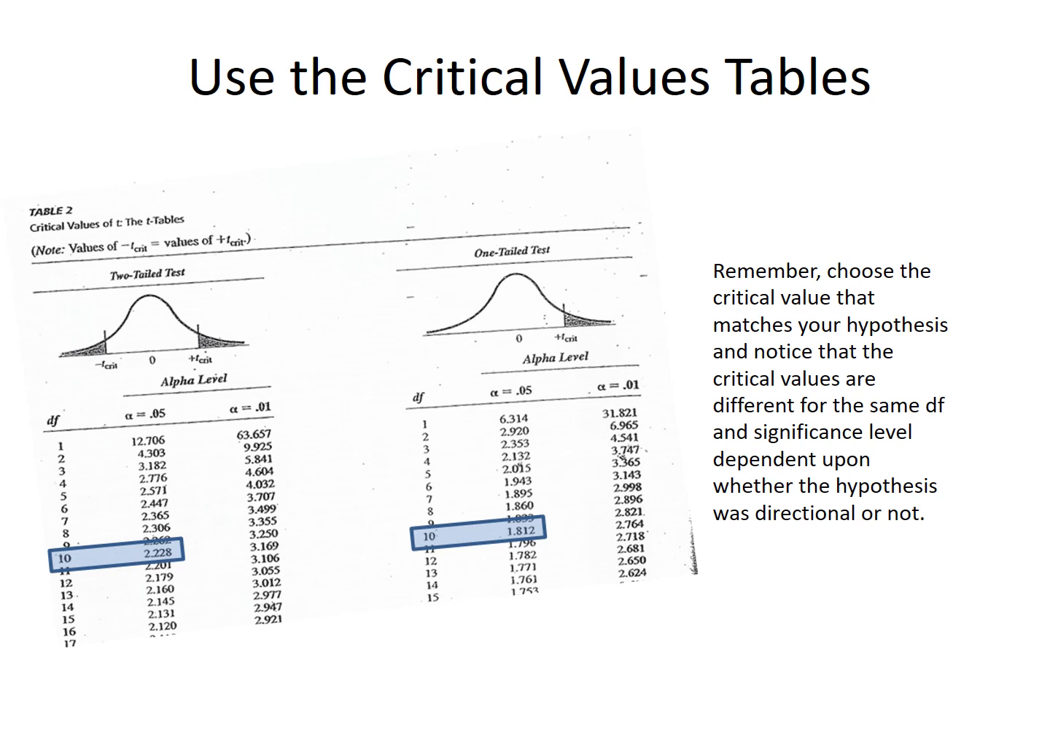Choose the critical value that matches your hypothesis and take note of the fact that the critical values, that is the thresholds you have to surpass, differ dependent upon whether you have a one-tailed or a two-tailed test for reasons we've previously reviewed. For this test, we have 10 degrees of freedom. If we set our alpha at 0.05 and we have a two-tailed test, our critical value is 2.228. If it's a one-tailed test, it's 1.812.